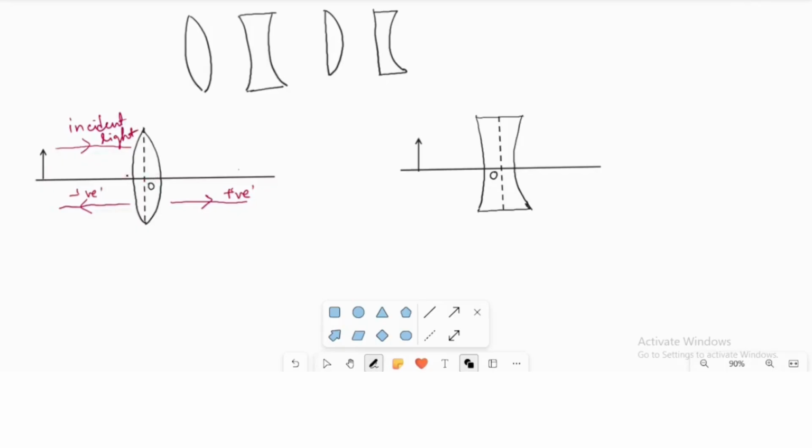From the optical center to the object, the distance is negative, that is u. And suppose the image is here, so the distance between the optical center and the image is positive, that is denoted by v.